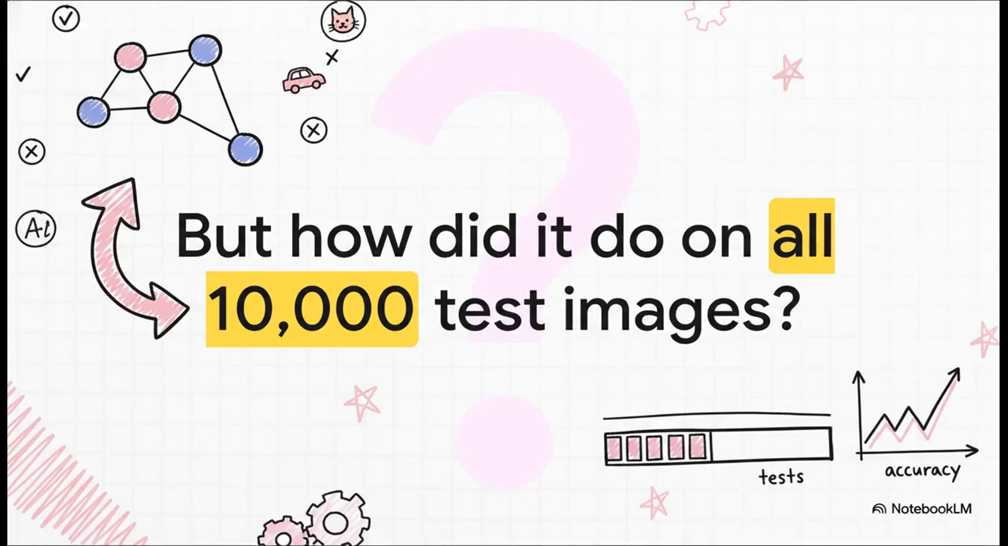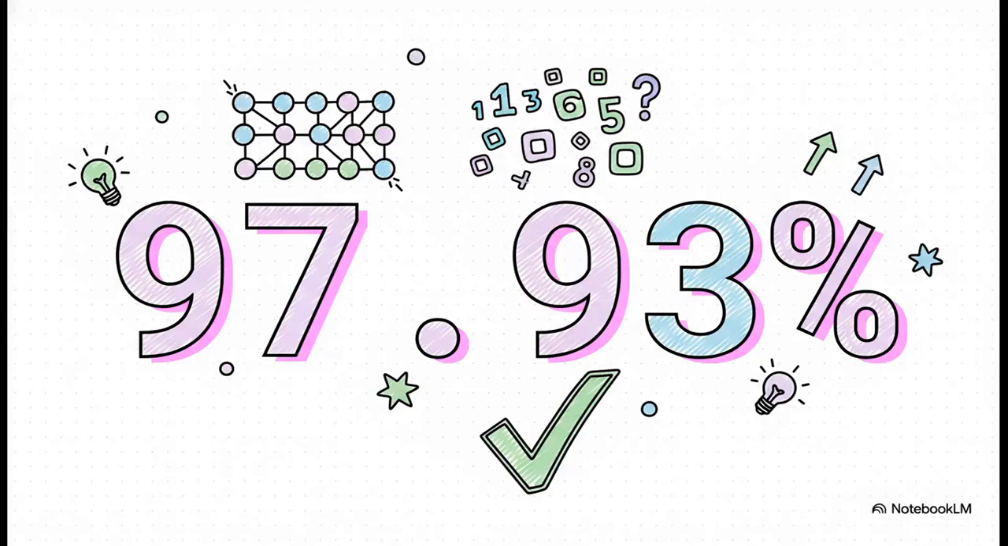One right answer is great, but it doesn't prove anything. The real test, the moment of truth, is its performance across that entire unseen test set. This is it. And here it is, an accuracy of nearly 98%. That is absolutely fantastic. It means our simple, four-layer network that we just designed correctly identified almost every single one of those 10,000 handwritten digits it had never encountered before.